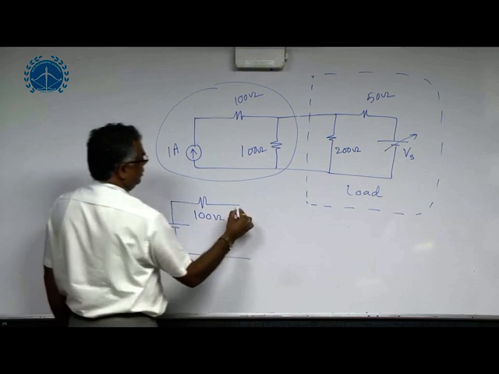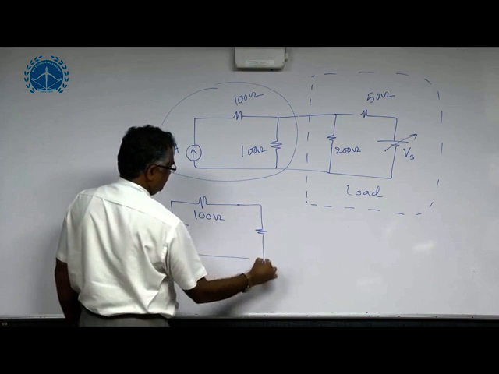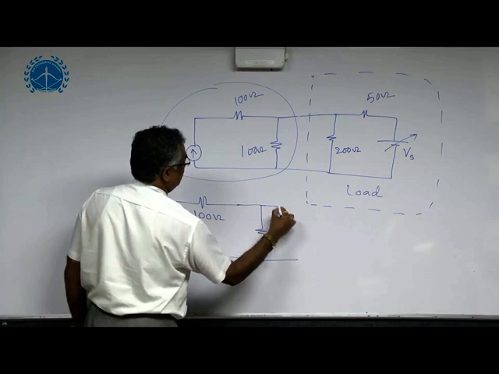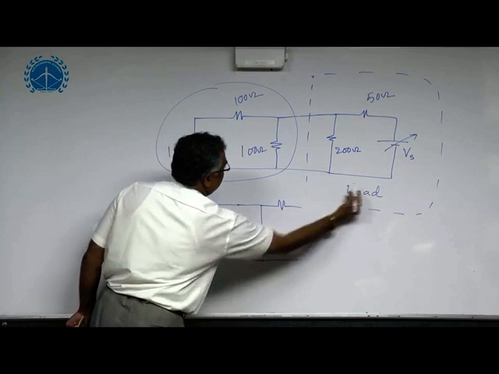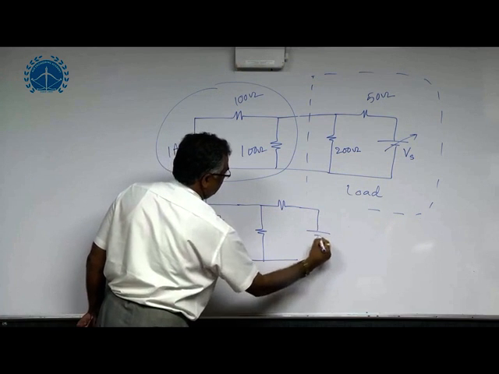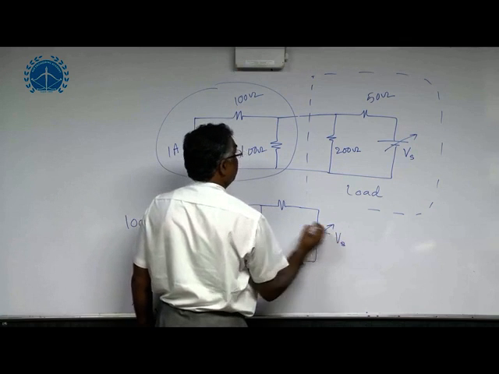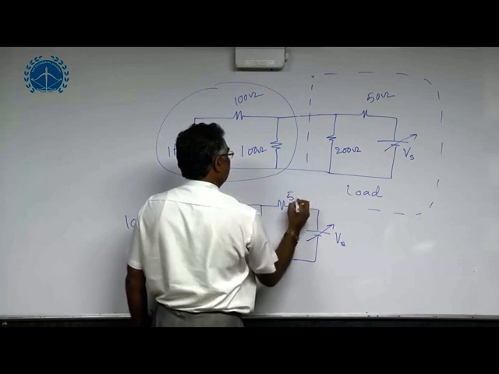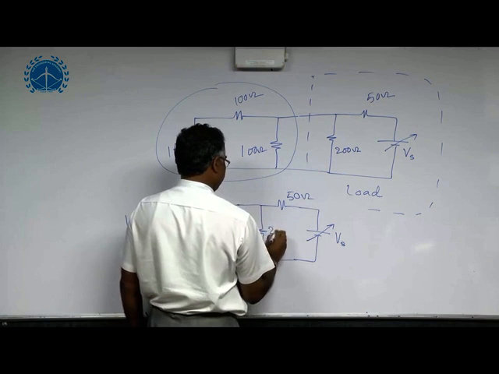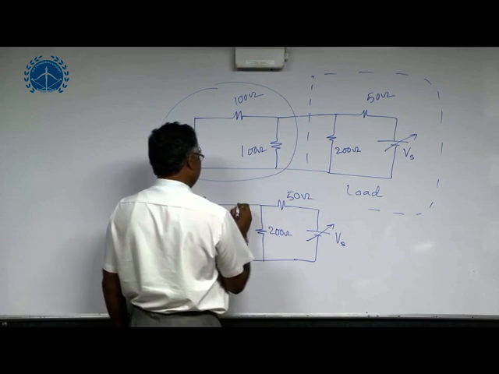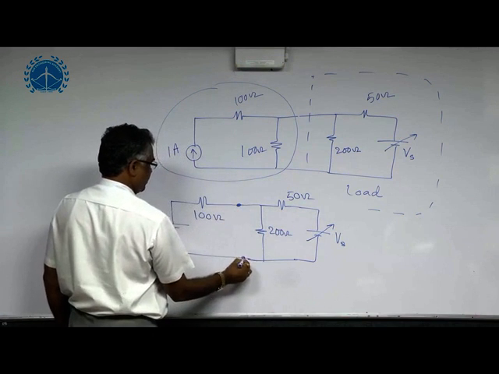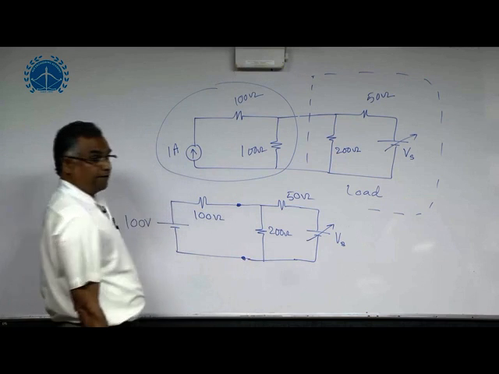Now connect the load as it is. This is the variable source Vs, 50 ohm, 200 ohm. Now the load is connected across these two terminals.